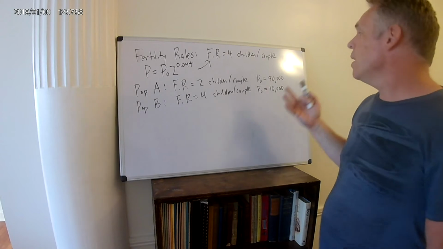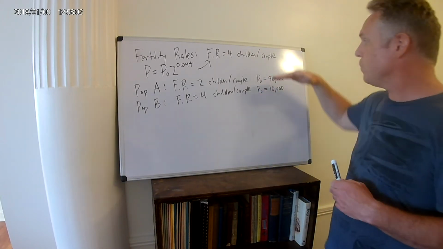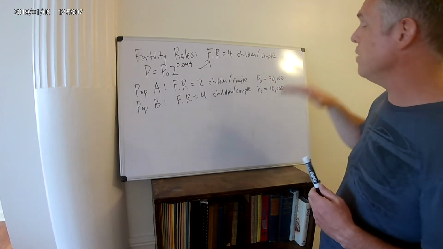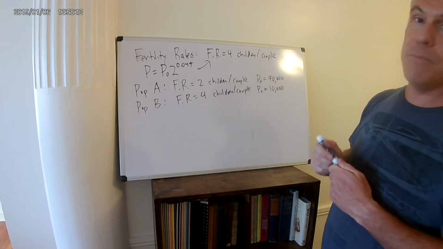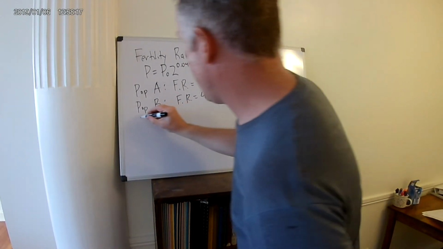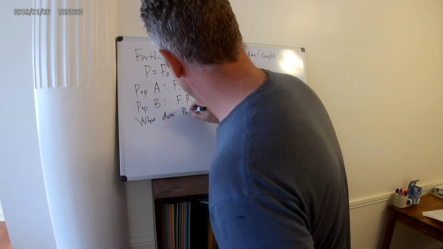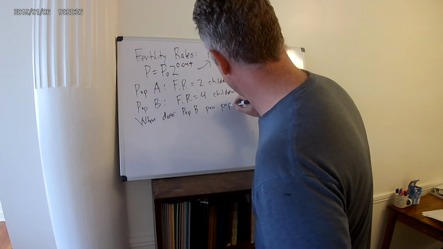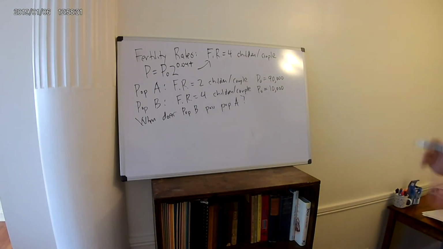At some point, population B is going to surpass population A, because population A stays at 90,000, and population B grows from 10,000 and up and beyond that. At some point, population B will pass population A. The question is, when does population B pass population A? When does that happen?